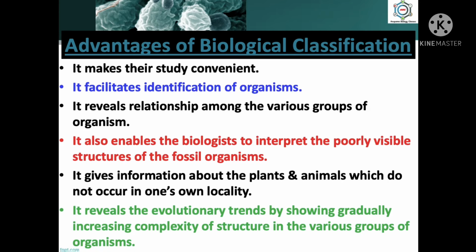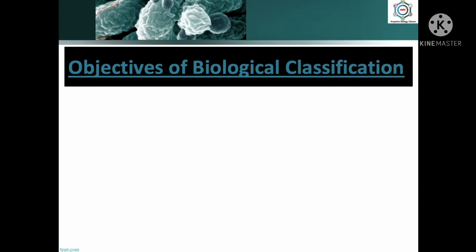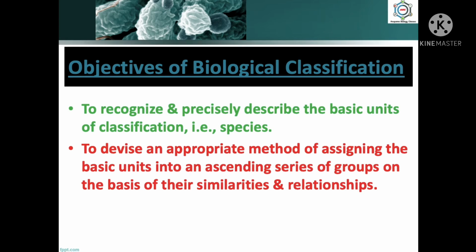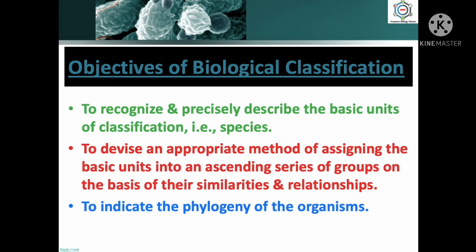So, these are the advantages of the biological classification. Now, let's see what are the objectives of biological classification. Biological classification has three main objectives: to recognize and precisely describe the basic units of classification, that is, species; to devise an appropriate method of assigning the basic units into an ascending series of groups on the basis of their similarities and relationships; and the last is to indicate the phylogeny of the organism.